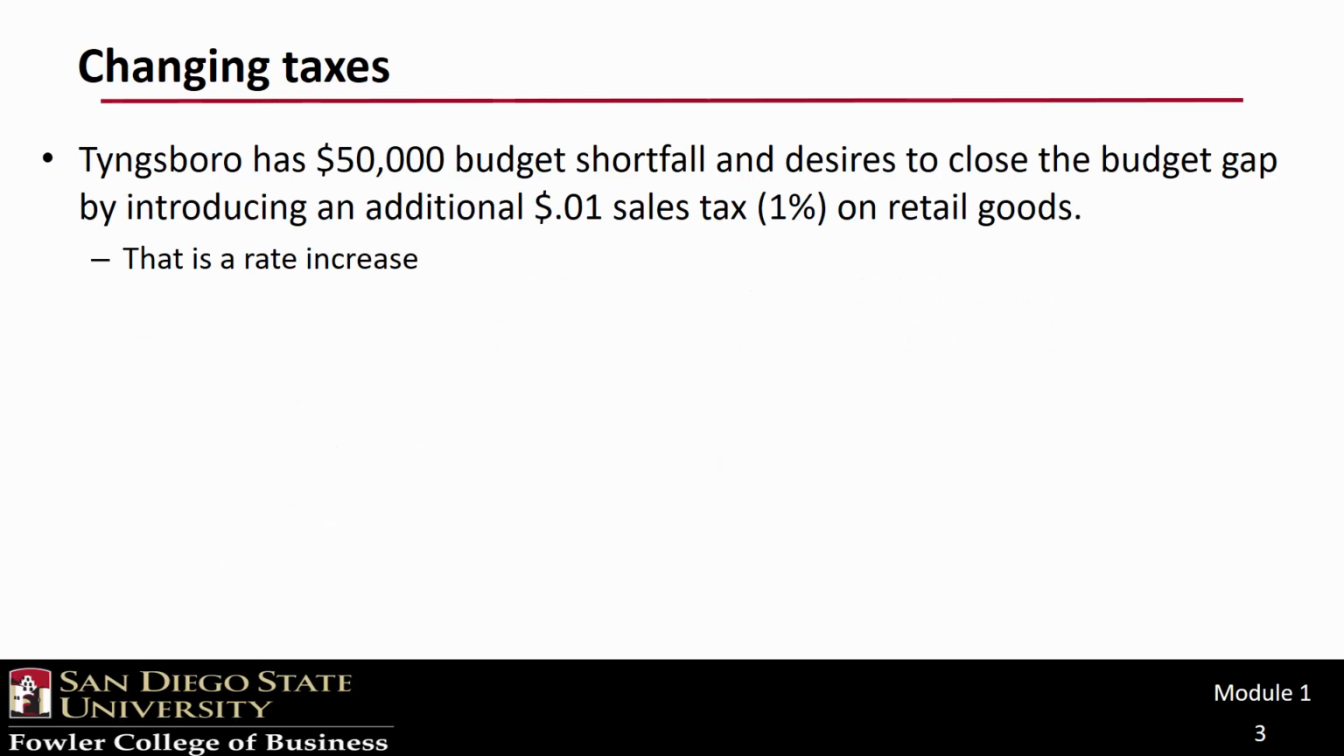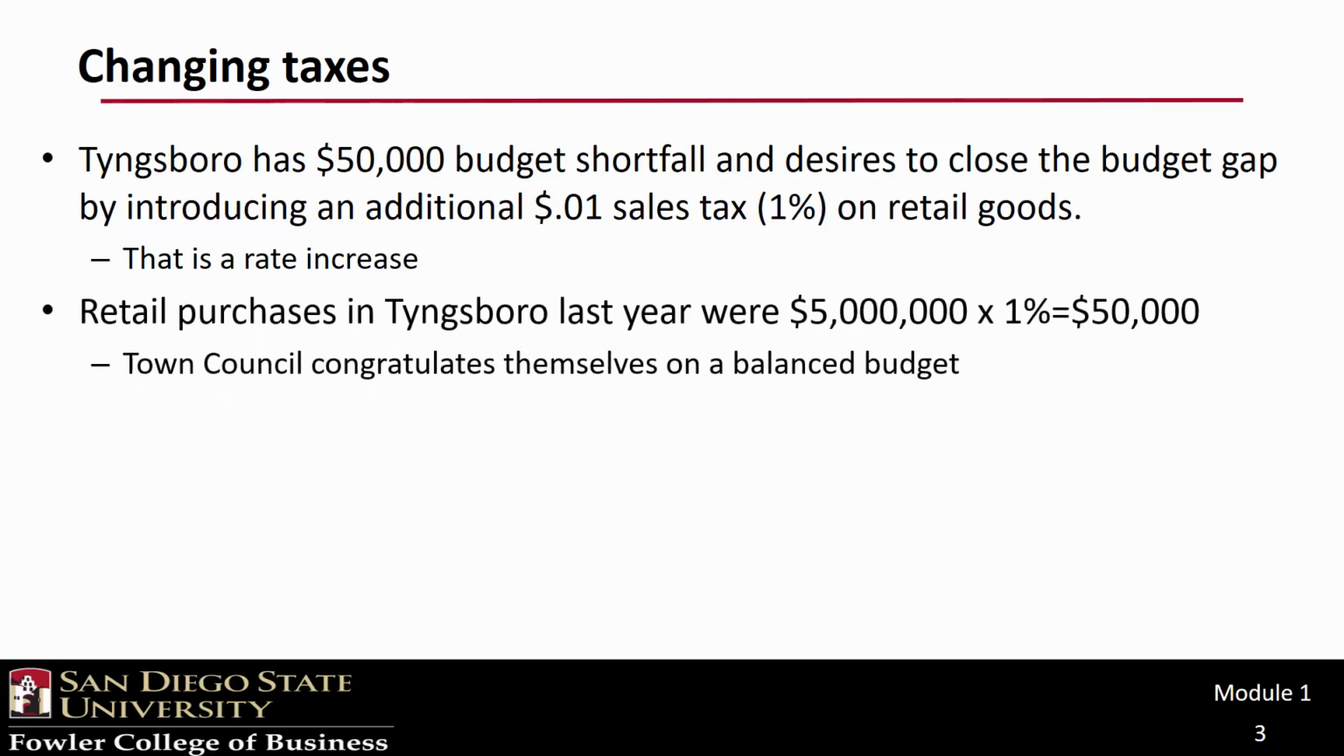So Tyngsboro has a town council, and the town council is in the unenviable position of having a $50,000 budget shortfall. To deal with the shortfall, Tyngsboro Town Council decides to increase the sales tax by 1%. Since retail sales in Tyngsboro were $5 million last year, the council performed some quick math, and $5 million times 1% is $50,000, and voila, the budget shortfall is covered.